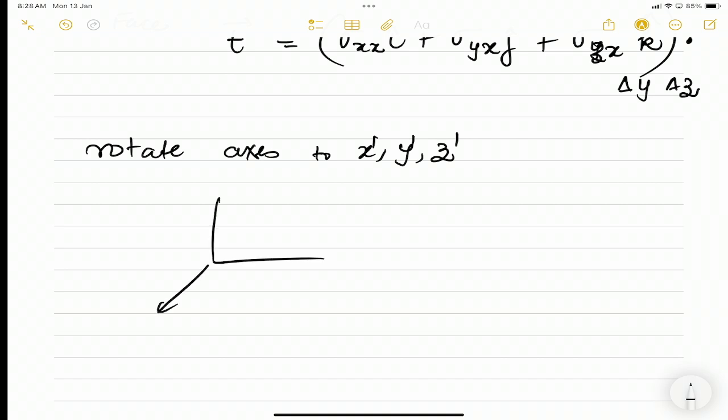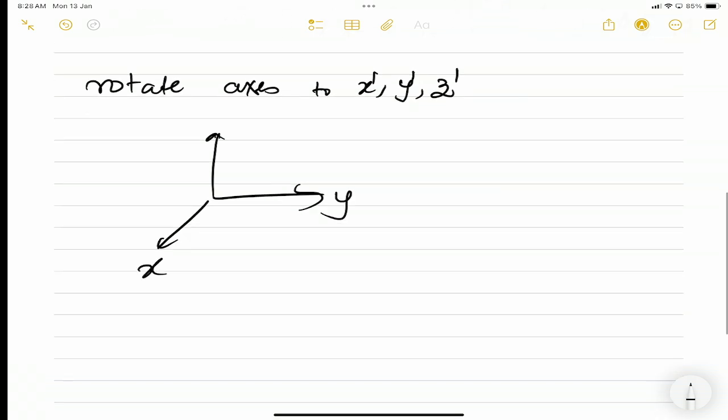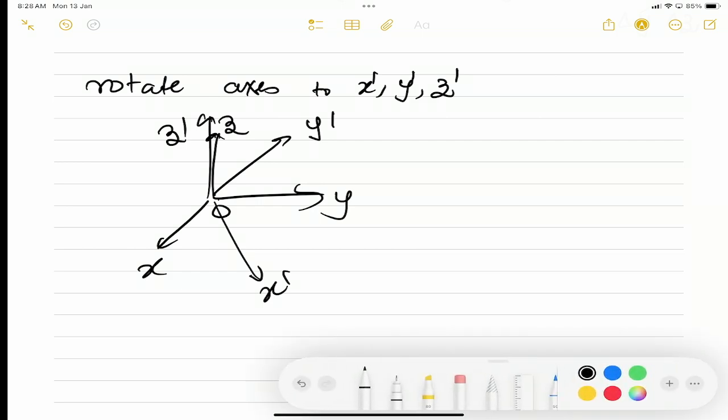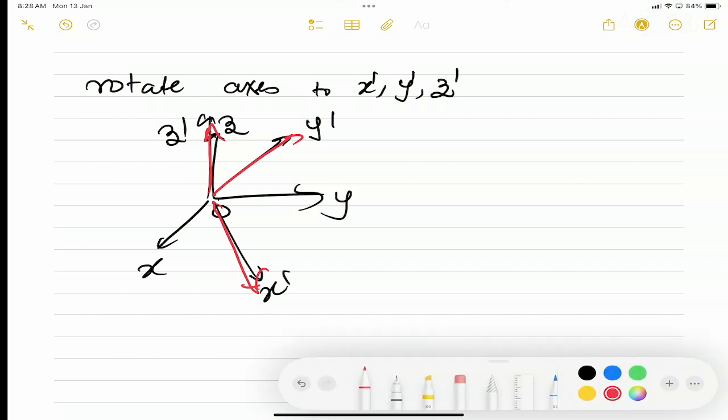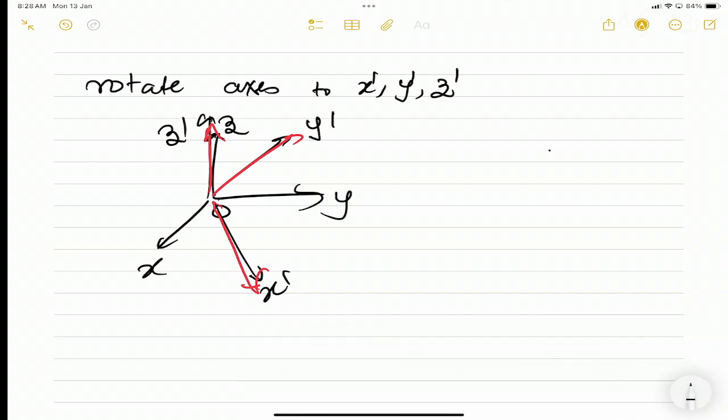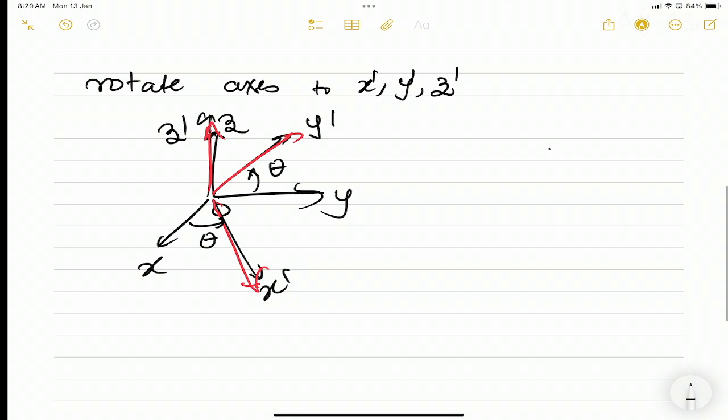So initially I have, I keep the origin the same, and so I'm just giving an example. My original axes were x, y, z. I keep z prime the same as z and rotate x and y by an angle theta. So the new axes are x prime, y prime, z prime, where z prime is the same as z, and the angle between x and x prime is theta, y and y prime is theta.